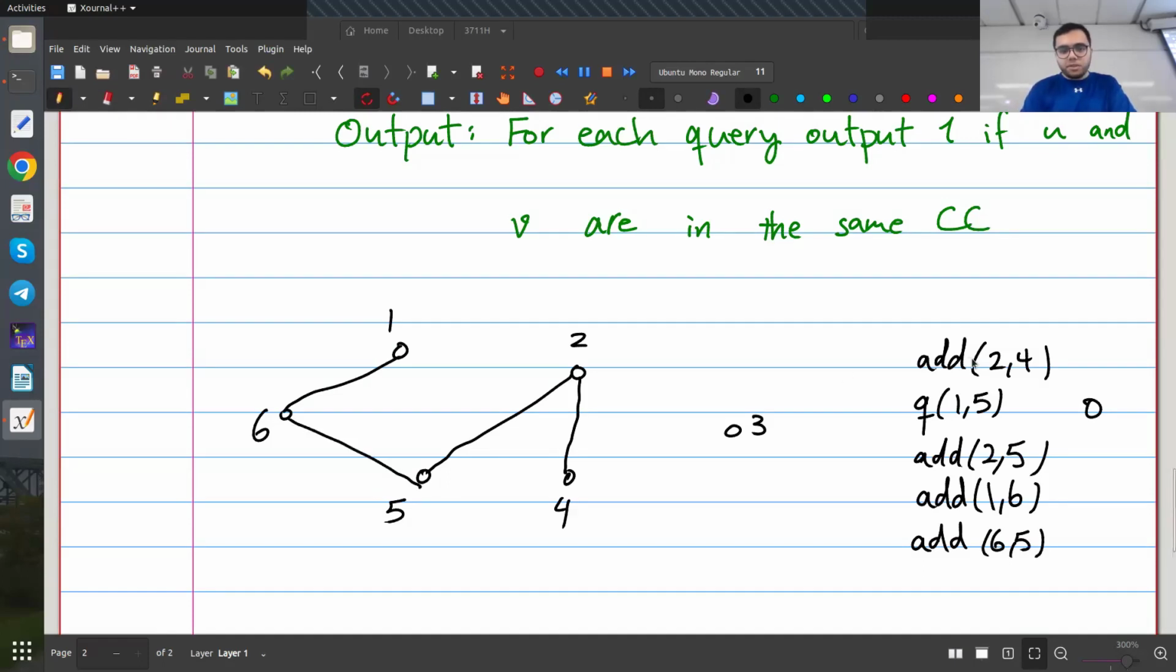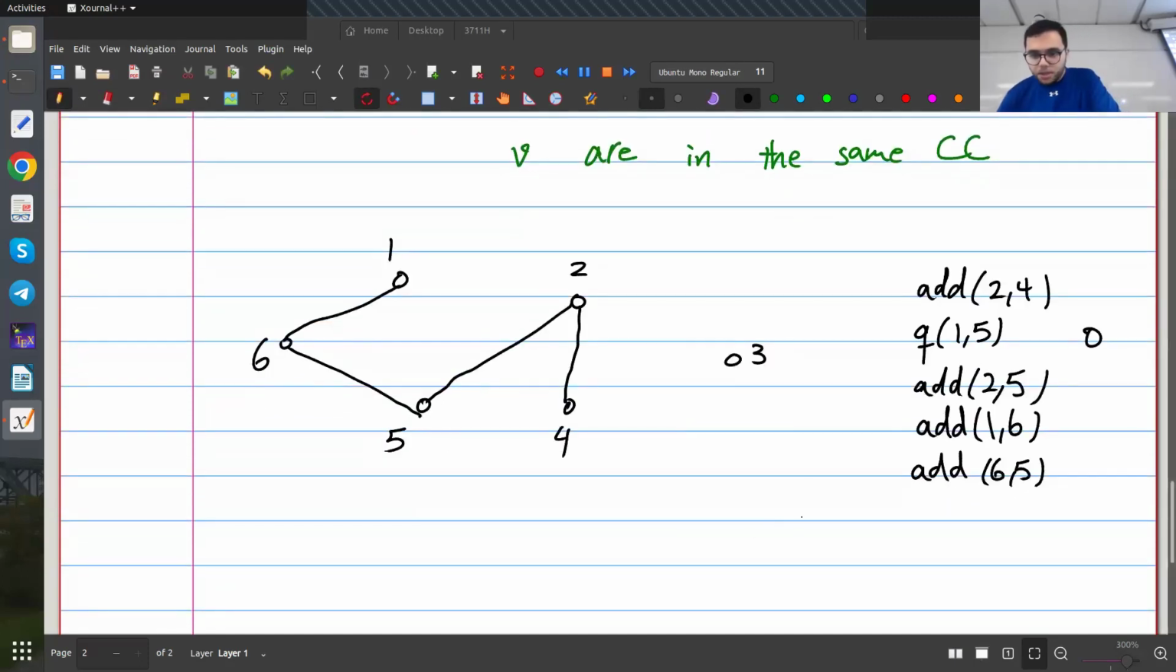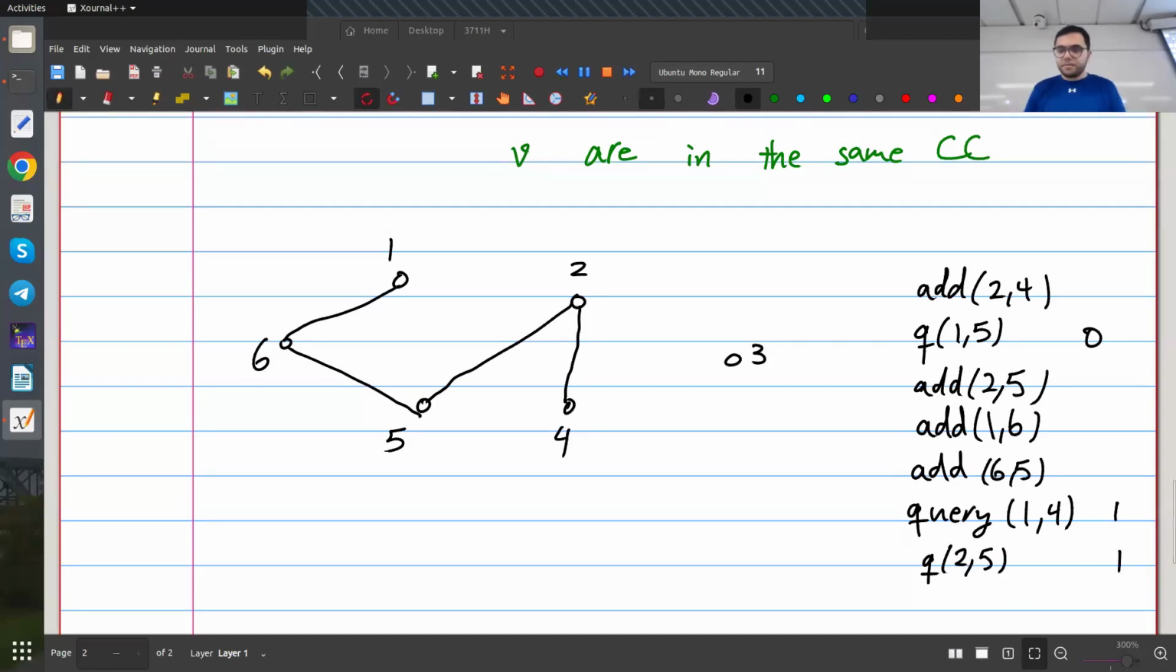And now I might do a query. I might ask, for example, are 1 and 4, and by the way, I sometimes write Q, sometimes write query. I ask 1 and 4, are they in the same connected component? You should say yes. I ask 2 and 5, are they in the same connected component? Yes. And so on. So that's the problem.